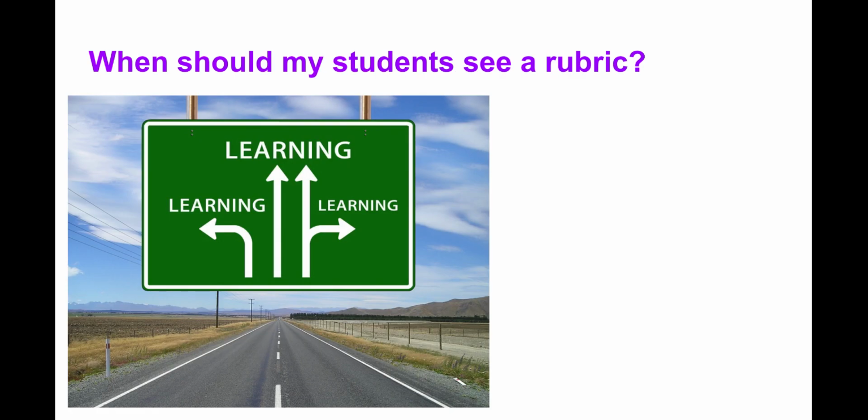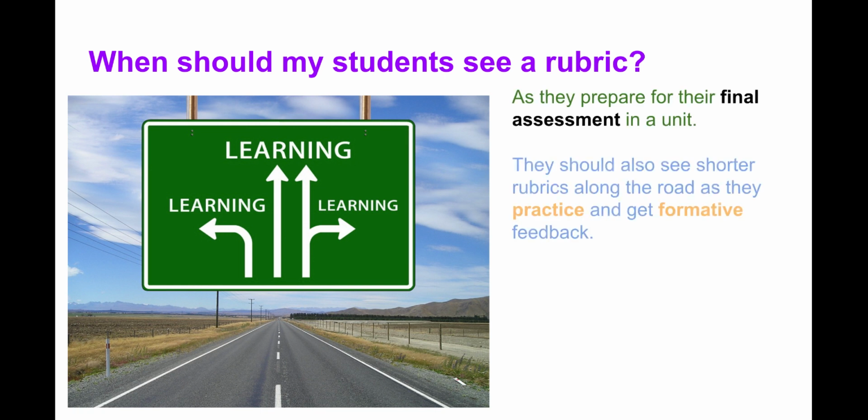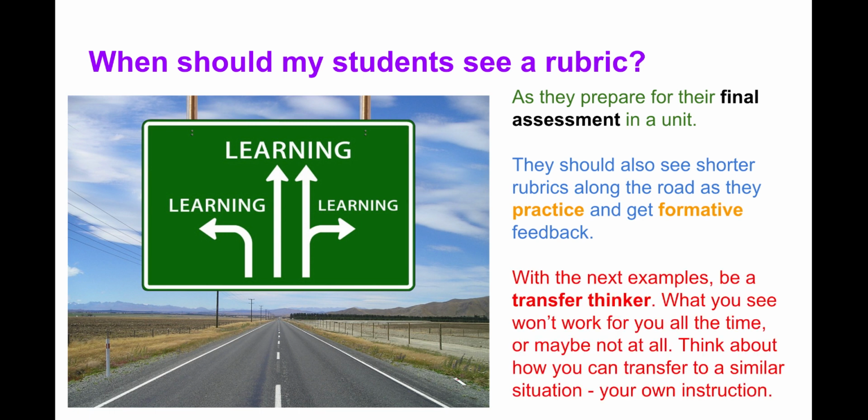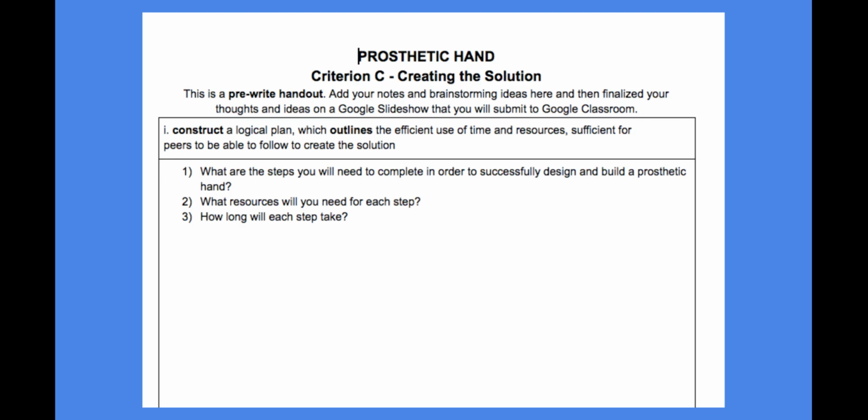So when should students see a rubric or strands of a rubric? Of course, as they're preparing for their final summative assessment, but they should also see shorter rubrics along the road as they practice and they get formative feedback on those rubric strands. So, with the next examples, be a transfer thinker. What do you see that won't work for you all the time? Maybe not at all, but I want you to think about how you could transfer this example to a similar assessment task in your own instruction.